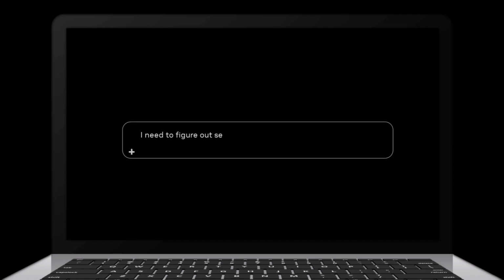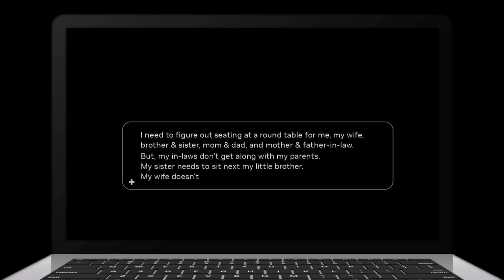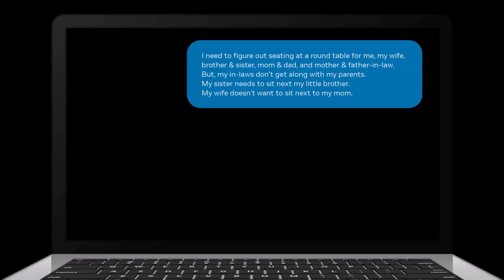I have a family event, and I need to figure out the seating arrangement around a round table. Sounds simple, but there are some constraints. My in-laws don't get along with my parents. My sister needs to sit next to my little brother. My wife doesn't want to sit next to my mom. Where should each person be seated?